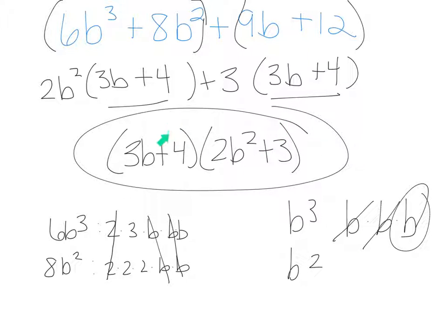And so our final answer is the twins, the 3b plus 4, times our GCFs, which was 2b squared plus 3. You can check your work by multiplying these terms, and you will end up with what we started with, 6b cubed plus 8b squared plus 9b plus 12.